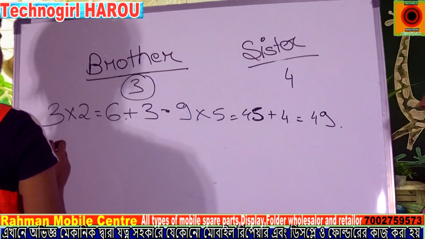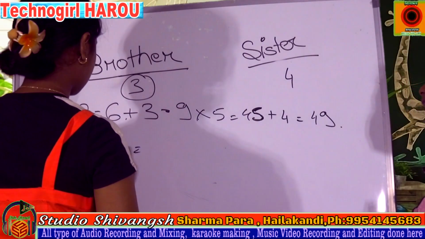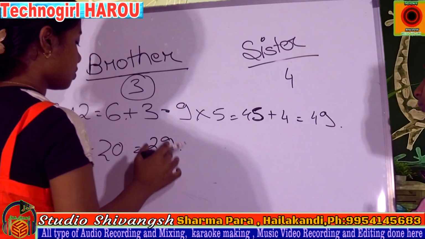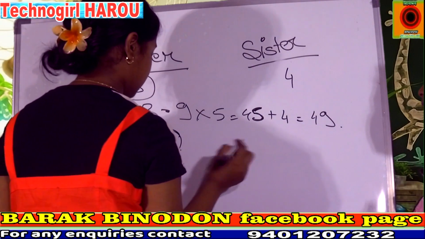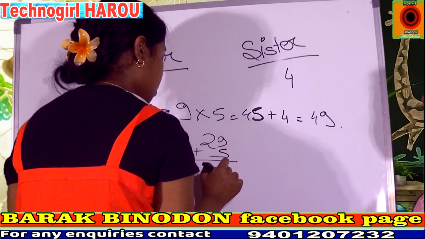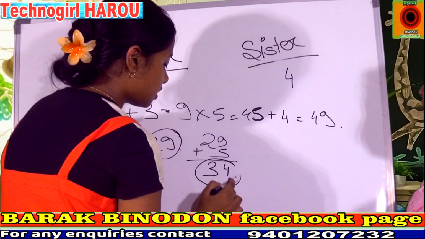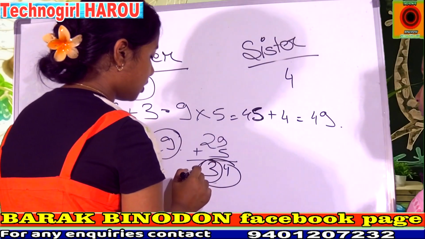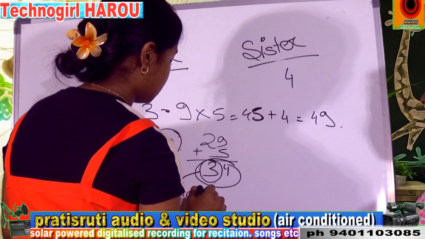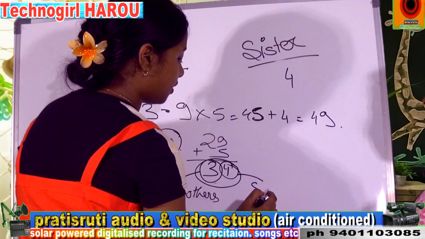Now I'm going to subtract 20 from this result. 49 minus 20, 29. Now the trick is to add 5 to the last result, which is 29 plus 5, 34. Now from this result, the first digit is the number of brothers you have, and the second digit is the number of sisters you have.